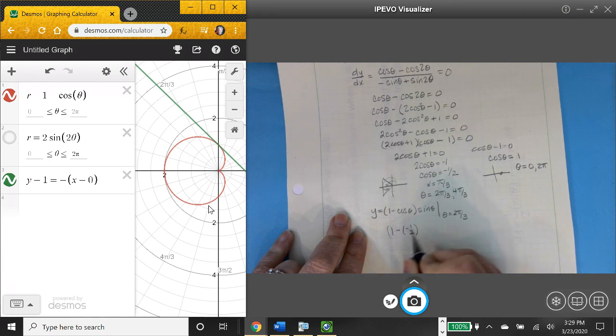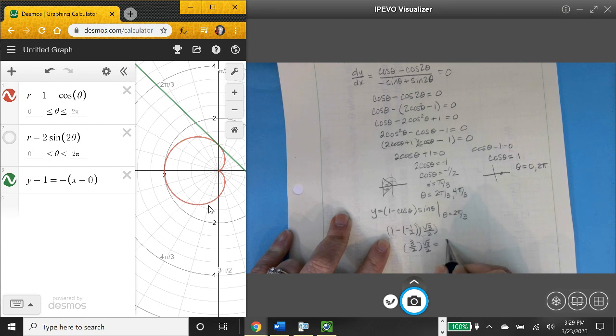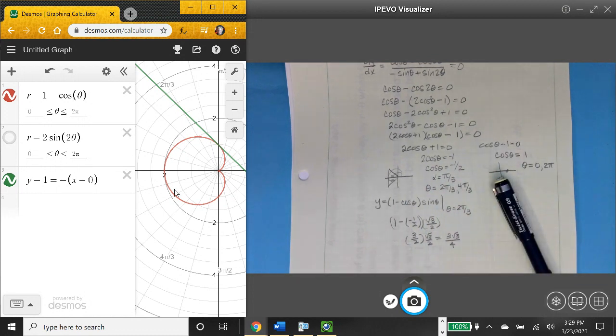And the sine of 2 pi over 3 is root 3 over 2. And so this is going to be 1 plus 1/2, which is 3/2, which would be 3/2 times root 3 over 2, which is going to be 3 root 3 over 4. And let's see if that works. I'll know soon enough.